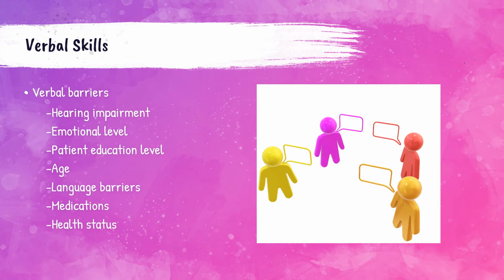There are a variety of barriers to effective verbal communication between people. Hearing impairment, emotional level of the patient, education level of the patient, age, language barriers, the medications the patient may be prescribed, and the health status of the patient are all examples. We will discuss these barriers and effective ways to overcome them on the following slide.